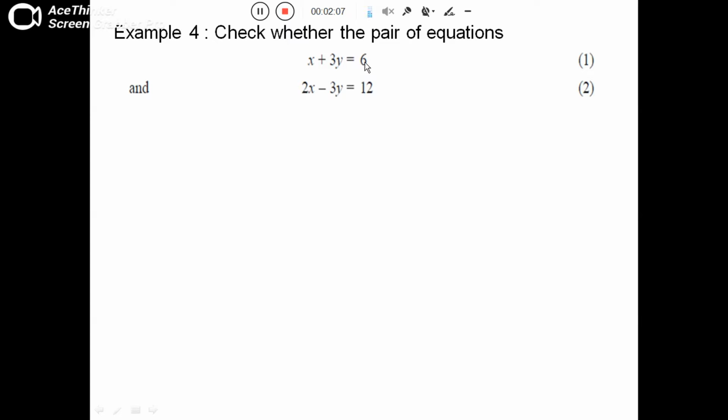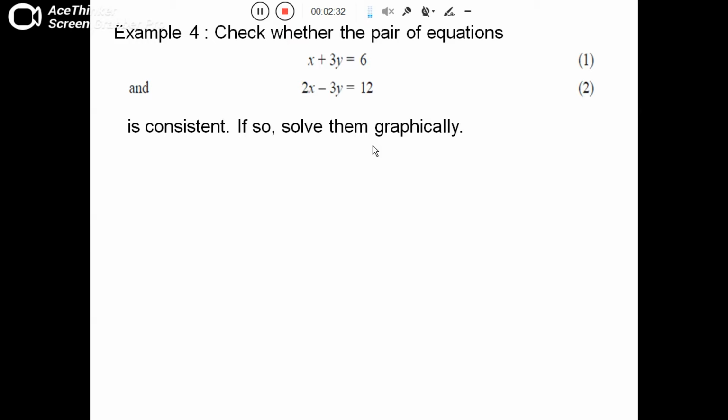Now let us see example number 4. Given that, check whether the pair of equations x plus 3y equals 6, the first equation, and 2x minus 3y equals 12, the second equation, are consistent. If so, solve them graphically.